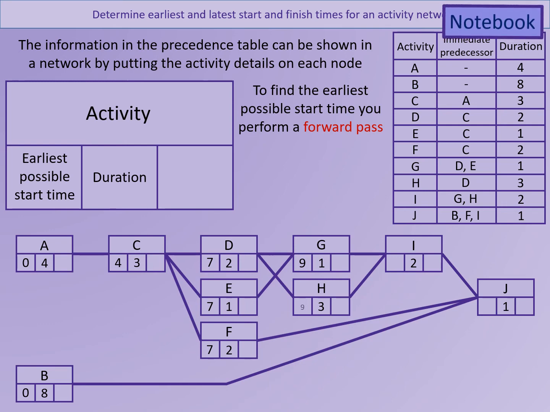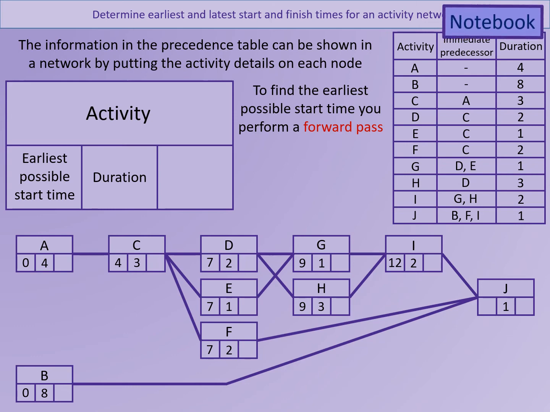I'm then going to continue in this way. So we can see that H depends on D only. So 7 plus 2 for D gives us an early start time of 9 for H. Then we consider activity I. So activity I, we need to consider its 2 predecessors. G, if we do 9 plus 1, we get 10 for G. And if we do 9 plus 3 for H, we get 12. So the largest of those 2 is 12.